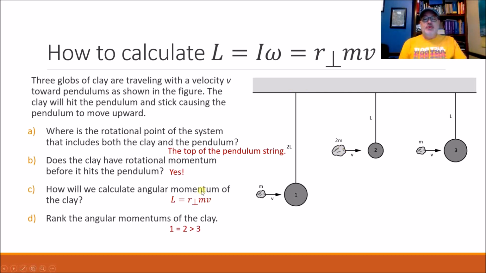This is the equation we use. This one is going to be mv times 2L. This one's going to be 2mv times L. So these two will be the same. And this is going to be mv times L. So this will be half of these other two. So 1 equals 2, and it's greater than 3 for the angular momentum of the clay.